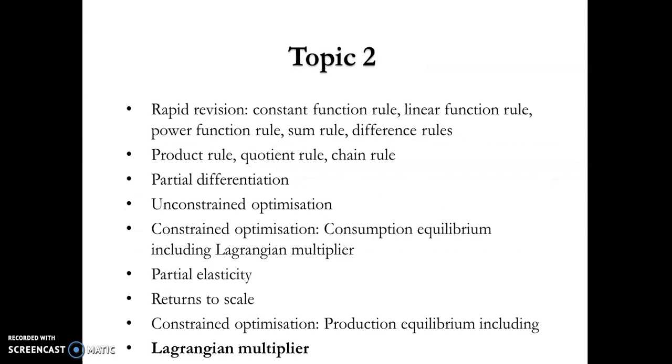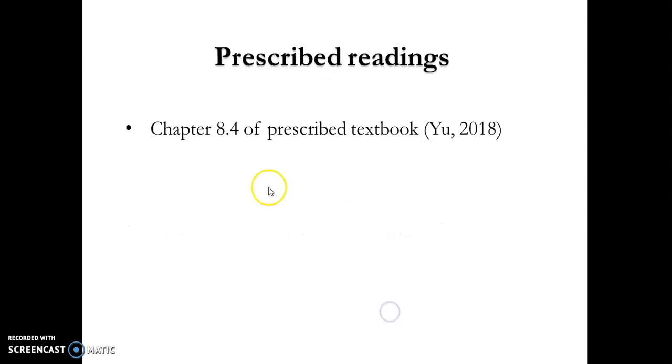So I will be continuing with the Lagrangian multiplier in the final part video for this week. And for the Lagrangian multiplier, now we're going to be applying it to production as well. So previously you had dealt with the Lagrangian multiplier and you dealt with consumption. Now we're going to be applying it to production. And the prescribed work comes from chapter 8.4 of your prescribed textbook. And that is the reading that you need to do before we proceed with the next section.